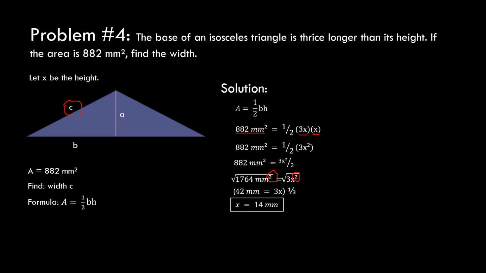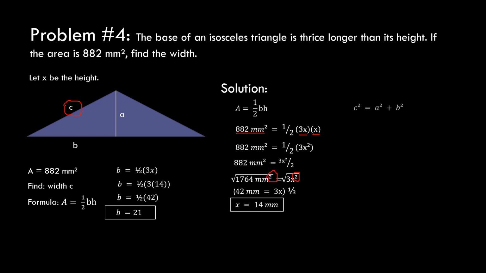Now, we have the value of A, which is 14 millimeters. So to get the value of B, how? Well, we know that B is half of the base, and the base is equal to 3x. So we're going to have this equation, which is B equals 1/2 times 3x. The value of 3x is 42. Multiply that by 1/2, we're going to get 21.